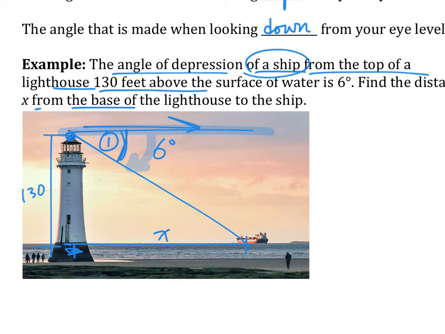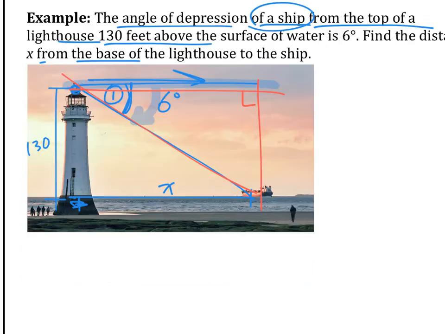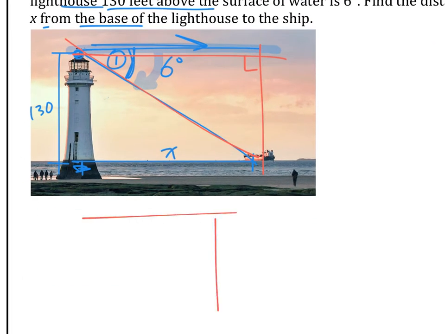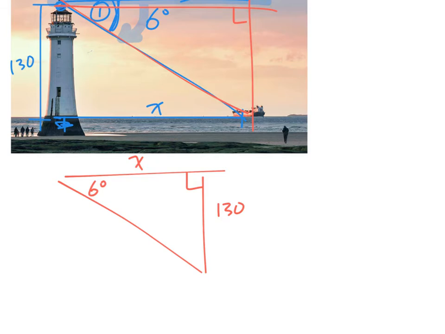You could draw a triangle this way, but that is not the fastest way. The fastest way is to draw this triangle, knowing that this is 90 degrees. So basically, you have this triangle that looks like this: 90 degrees, 6 degrees, x is what you want, and then this is 130. Okay, so you need to find x. You know two things. One is the angle, and the other is one of the sides.